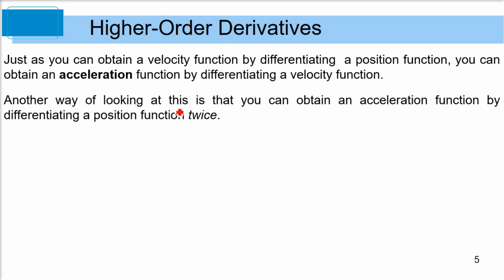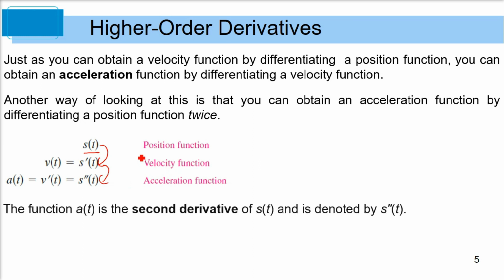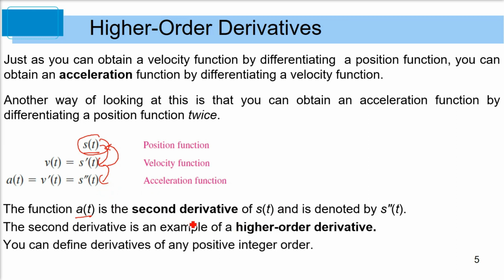Another way of looking at it is that the acceleration function is actually the differentiation of the position function twice. Position function differentiation will give you velocity, and velocity differentiation will give you the acceleration function. So the acceleration function is nothing but the second order derivative, or higher order derivative, of the position function. It is not represented by one prime, it is represented by double prime. So s double dash(t). The second order derivative is an example of a higher order derivative.